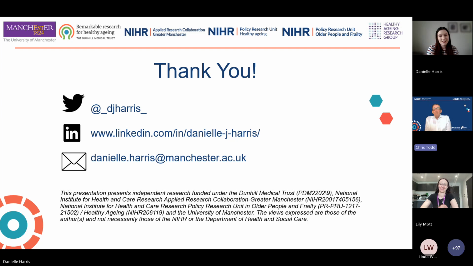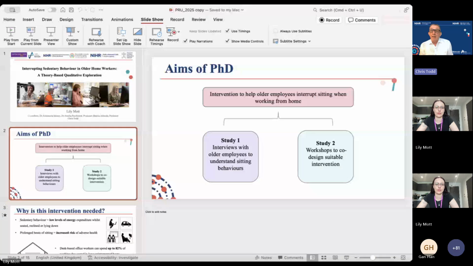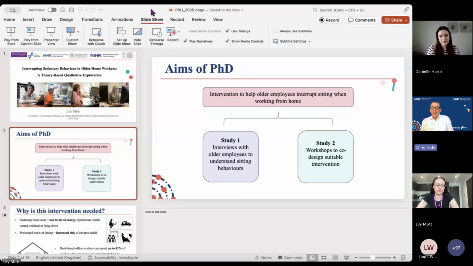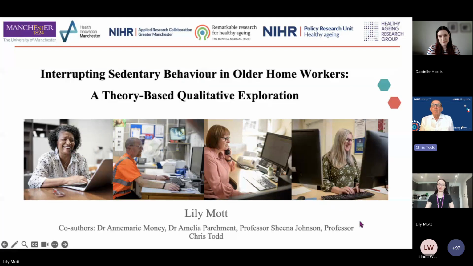Now then, let's turn to our second speaker, who's Lily Mott. And I think Lily's just going to put her slides up. And Lily's going to be telling us about interrupting sedentary behaviour in older home workers, and it's a theory-based qualitative exploration. So that's looking good, Lily. If you're happy to make a start, please do.